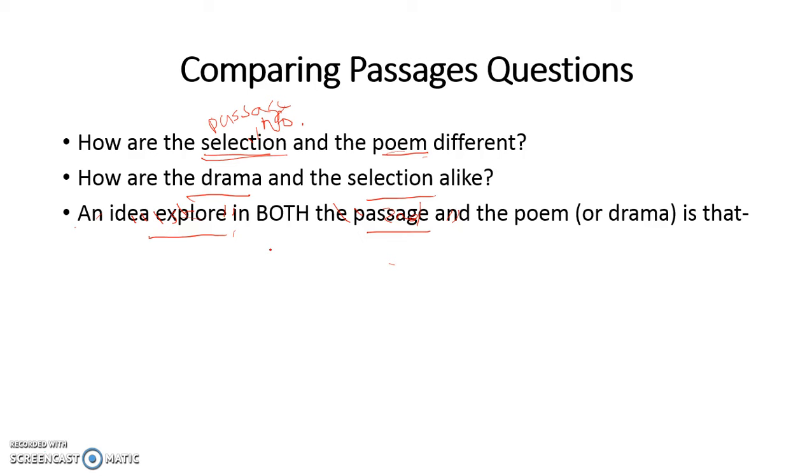An idea explored, this should say a D, there should be a D right there, in both the passage and the poem or drama. Okay, again, what idea gets talked about or emphasized or has support in both of the passage or the poem, or it could say selection and drama, or it could say the names of the passages. It doesn't matter. The point is you're looking back in those two passages and you need to find a common idea that is in both of them.